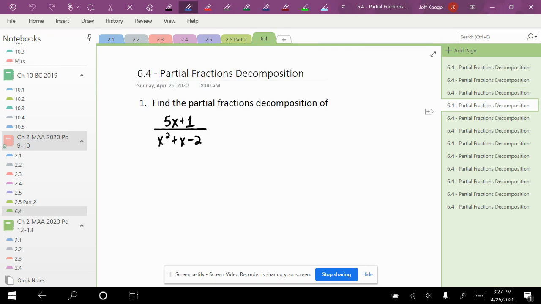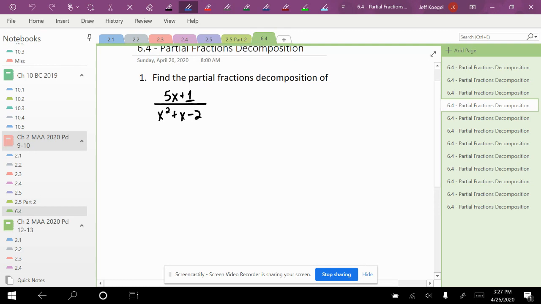But getting back to this problem, the first thing that we need to do is factor the denominator. So I'm just going to rewrite the numerator, and then look to factor the denominator. I'm going to check this factorization, x squared plus 2x minus x minus 2. A common student mistake is to factor this incorrectly, maybe as x minus 2 times x plus 1.